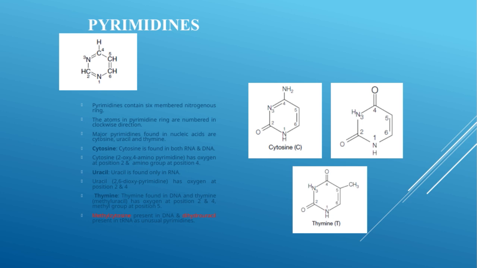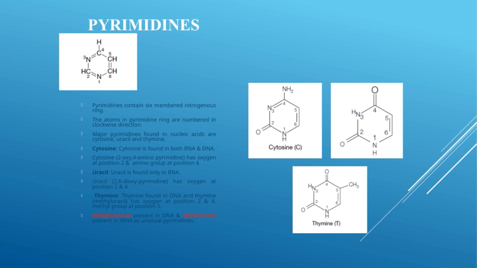Let's start with cytosine. Cytosine is present in both RNA and DNA, which makes it quite versatile. Its chemical structure is called 2-oxy-4-aminopyrimidine, meaning it has an oxygen atom at position 2 and an amino group at position 4. These groups are crucial because they influence how cytosine pairs with other bases.